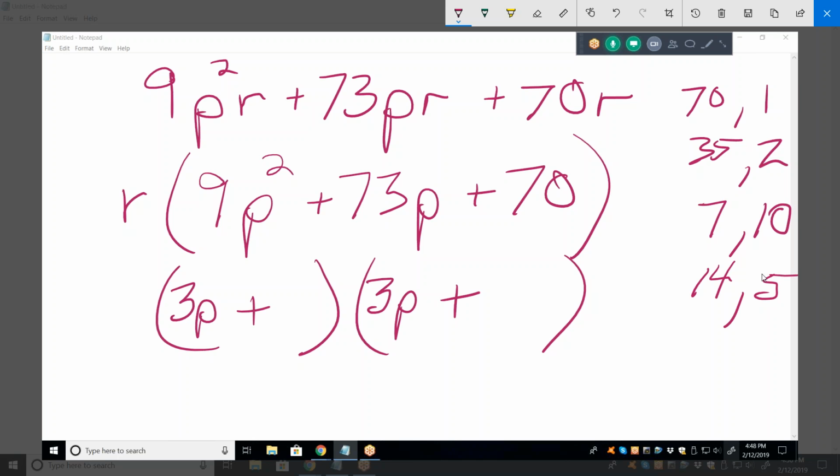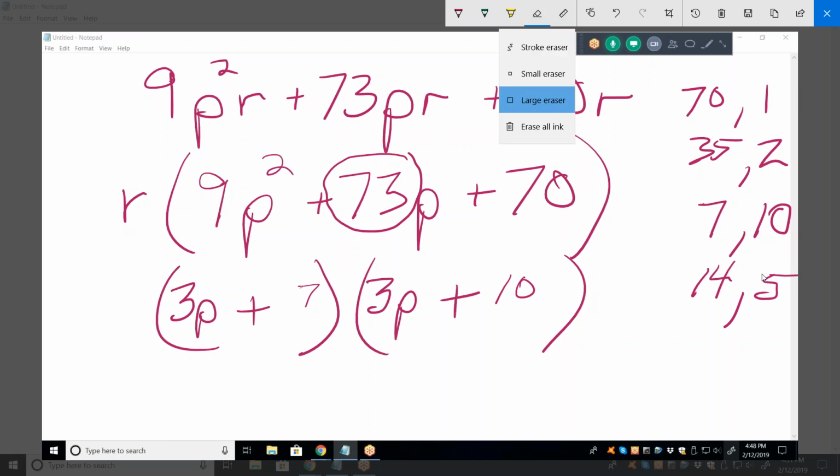Okay. Now, normally I would say start with 7 and 10. But I can tell that we've got to get to a big number in the middle, right? If I start with 7 and 10, well, I've got 30p and 21p. There's no way I'm getting up to 73p. So I'm not going to start with 7 and 10 because I can see that.